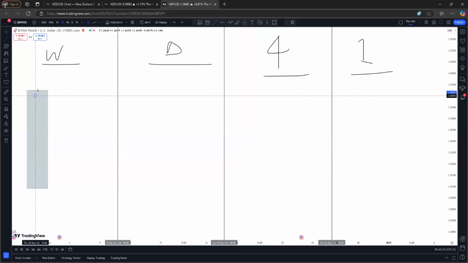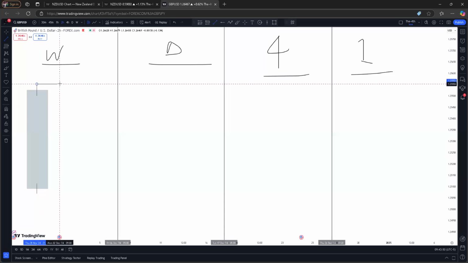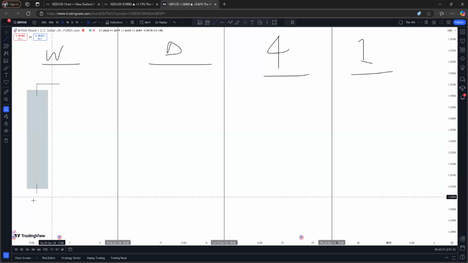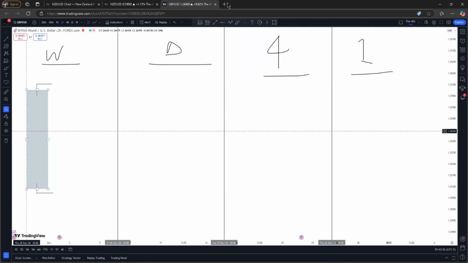So let's say, for example, this is week 1, right? We have this particular weekly candle, right? We have this weekly candle, week 1, right? So let's say, for example, we have week 1, this is the previous weekly high, right? And we have this previous weekly low, right? So now we have this first candle as week 1.